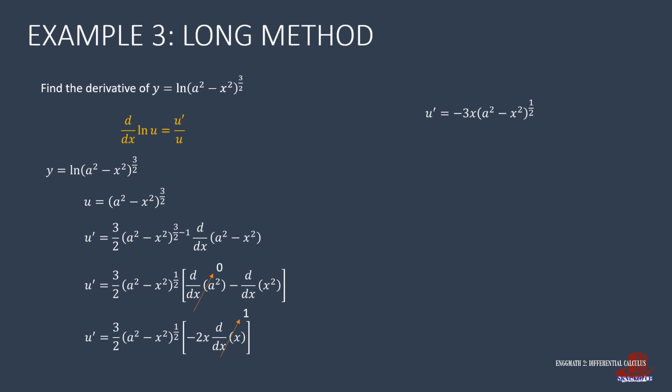Plug these expressions into y prime to have negative 3x times the root of a squared minus x squared all over the same quantity raised to 3 halves. And because we can reduce terms by canceling similar ones, we get y prime as negative 3x all over a squared minus x squared.